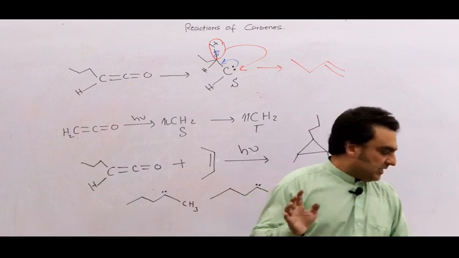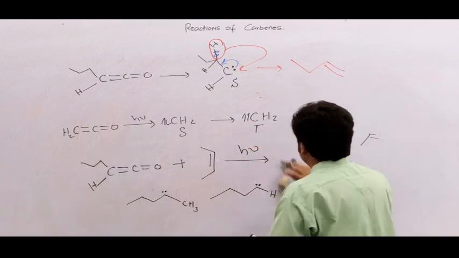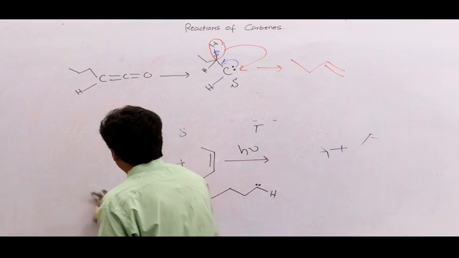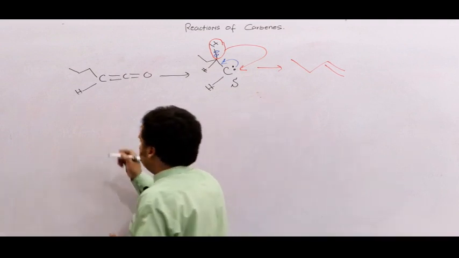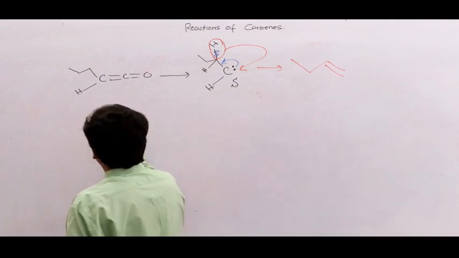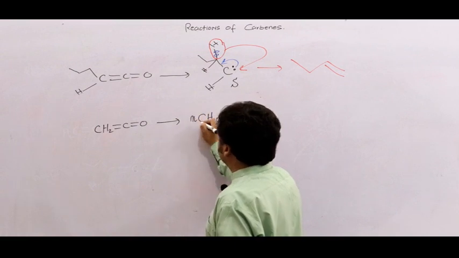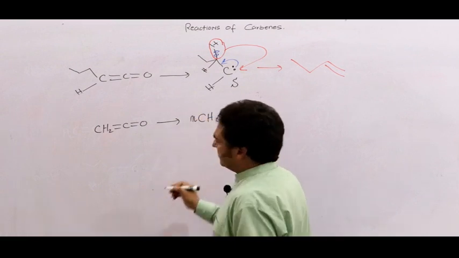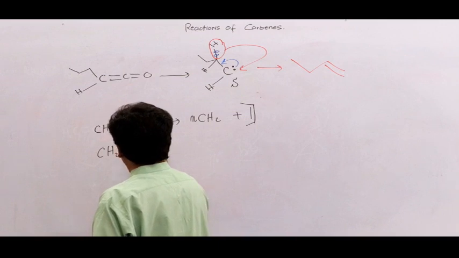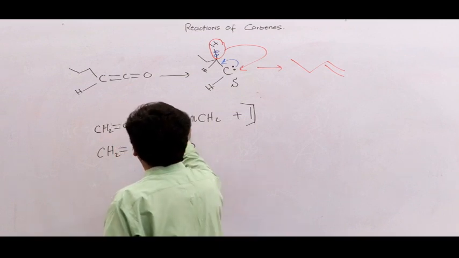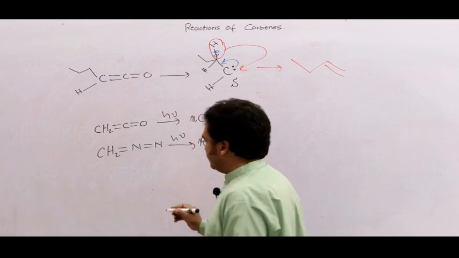So as in the start, while discussing the reactions of the carbenes, I tried to avoid the alkyl carbenes. As you know, I mostly say that this CH2 double bond, this thing can produce a carbene like this, and it could react with a double bond if you want, and you will get a cyclopropane. Diazo compounds I also mentioned. When they are exposed to light, they can also produce CH2.